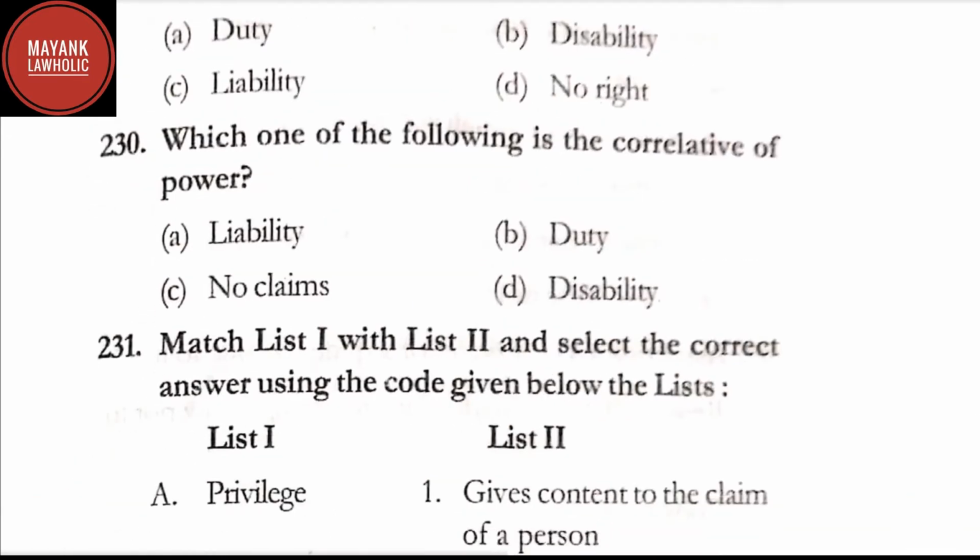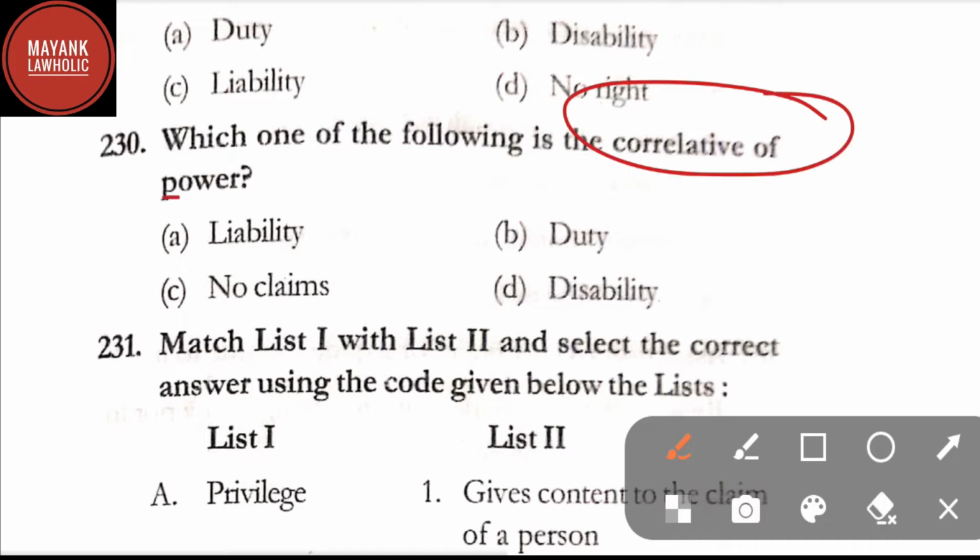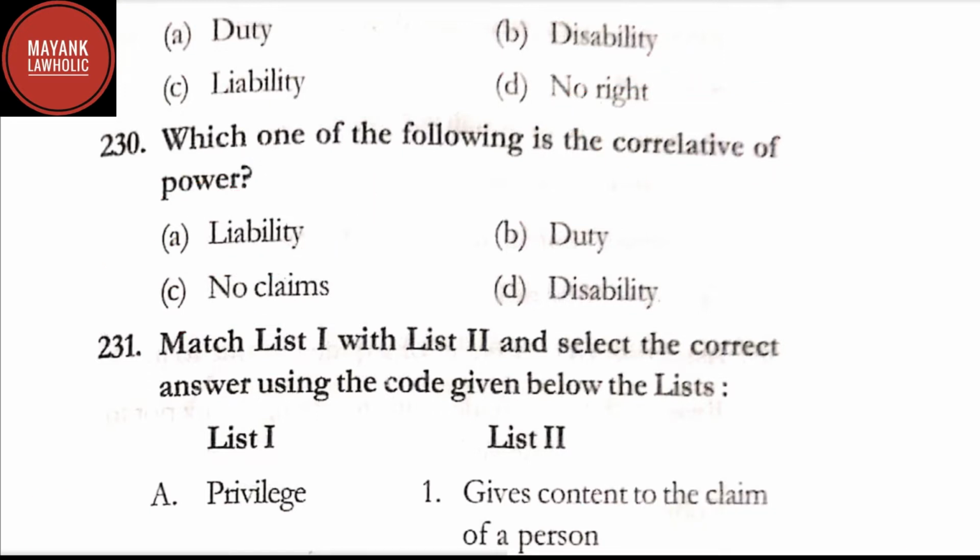Question number 230. Which one of the following is the correlative of power? Option A, liability, option B, duty, option C, no claims, and option D, disability. Here in question number 230, the correct answer is option A, that is liability.